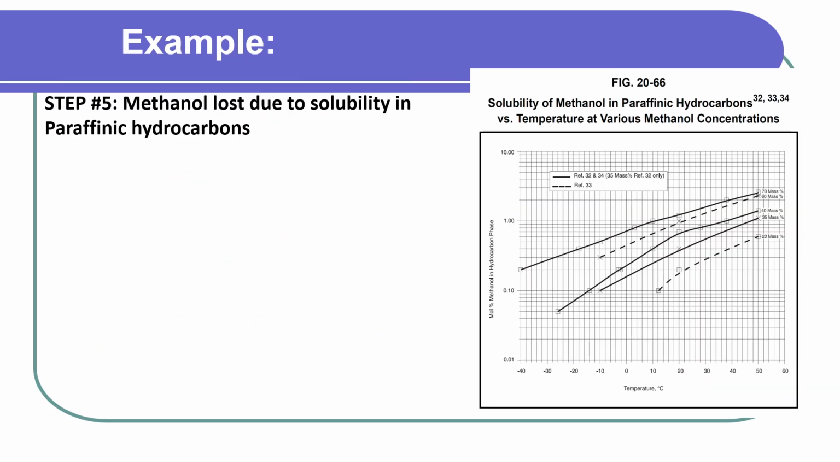So far we have calculated the amount of methanol needed to inject in the gas stream to prevent the hydrate formation. We have calculated the amount of methanol lost due to evaporation, and now we're going to calculate the amount of methanol lost due to the second mechanism of loss, which is the mixing or the binding with the paraffinic hydrocarbon or the liquid hydrocarbon in general. We're going to use this chart that we have seen before, where we use the temperature and the mass percentage of the methanol to get the mole percentage of the methanol in the hydrocarbon phase.